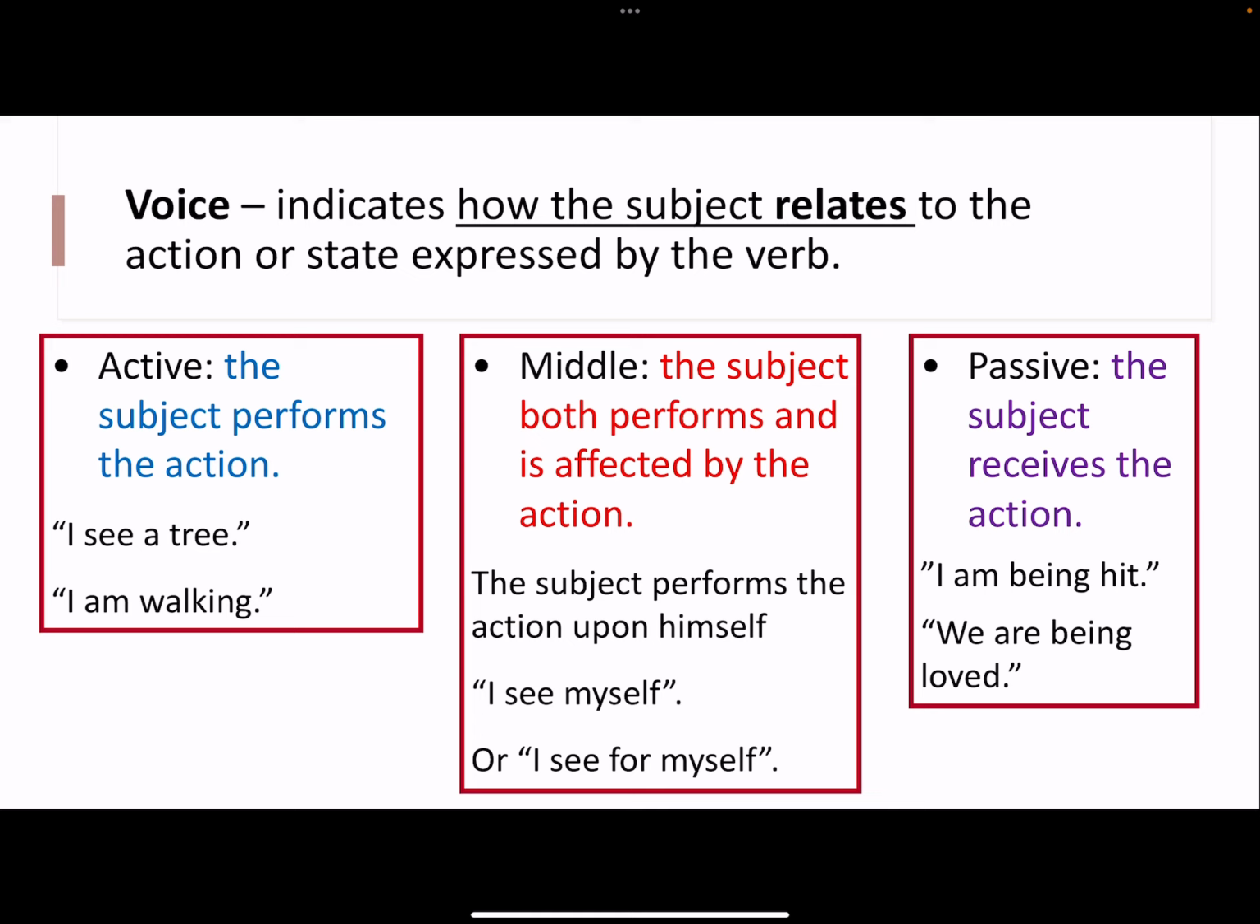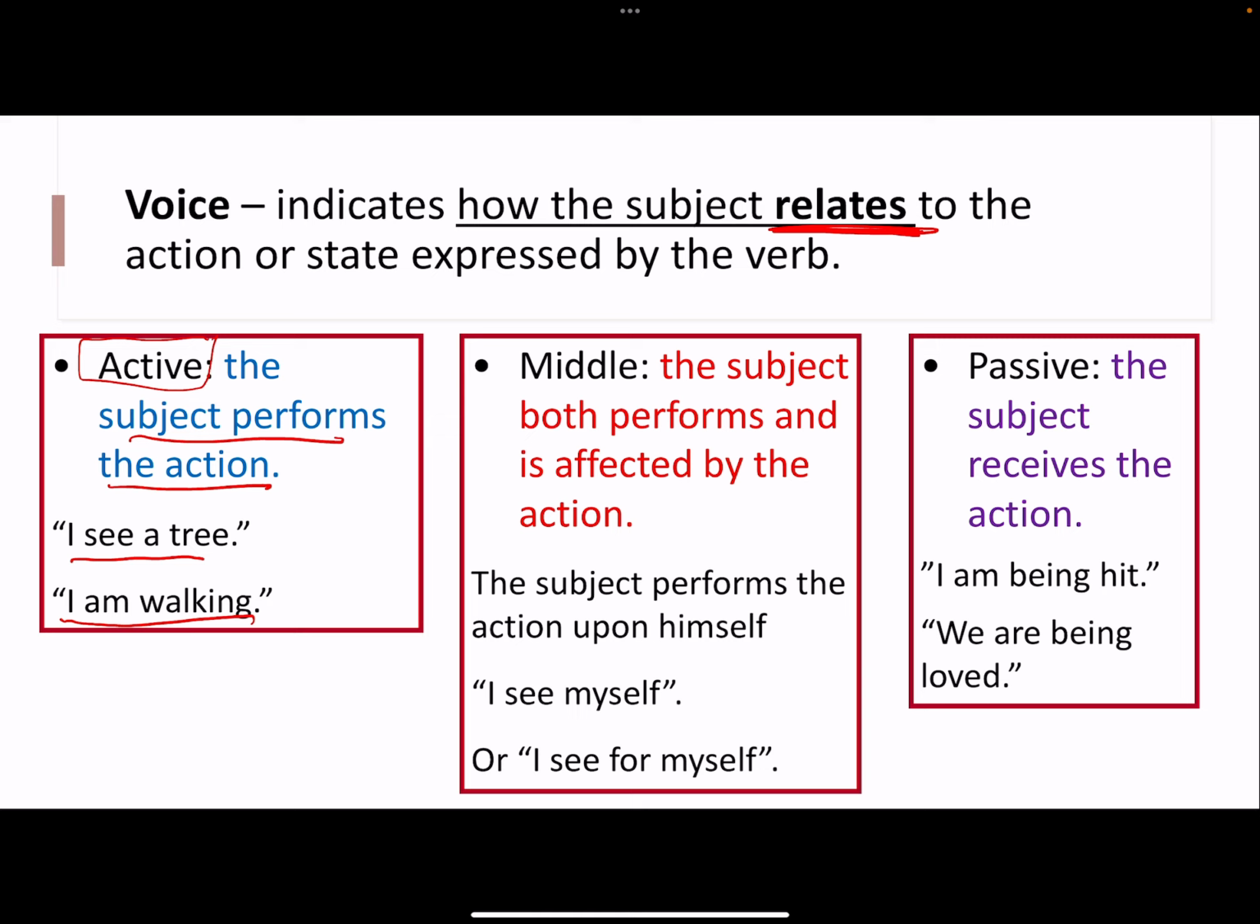Verbs also have voice, and voice indicates how the subject relates to the action that is being expressed. So you could have an active voice. Active voice: the subject is the one that's performing the action. I see the tree. I am walking.